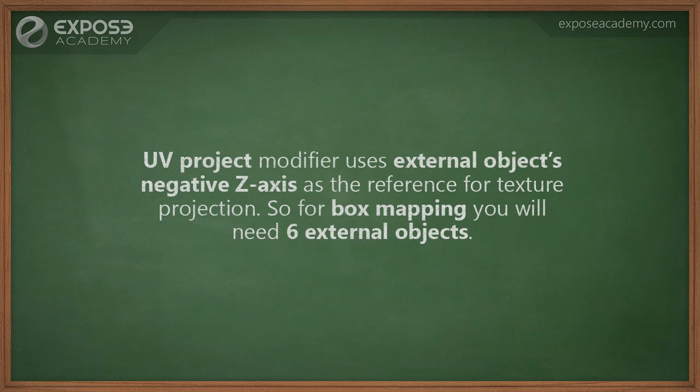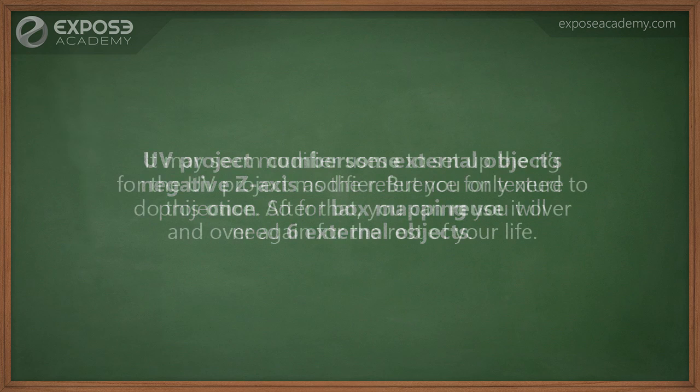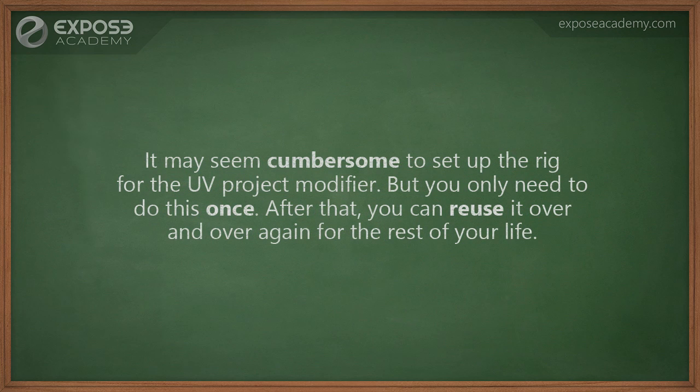Essentially, the UVProject Modifier will assign other external objects as the projectors to project the textures. It uses the local negative z-axis of the other object as the projection direction. So yes, if you want to do a box projection mapping, you need to set up 6 external objects as the projectors.